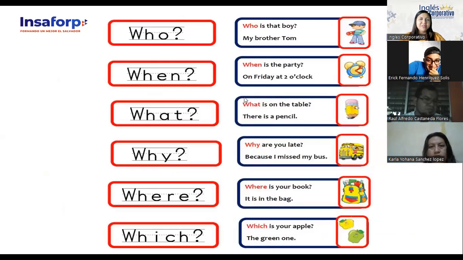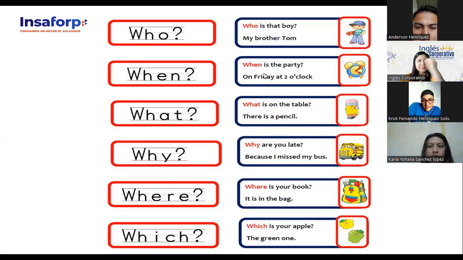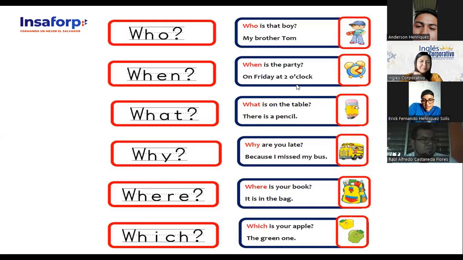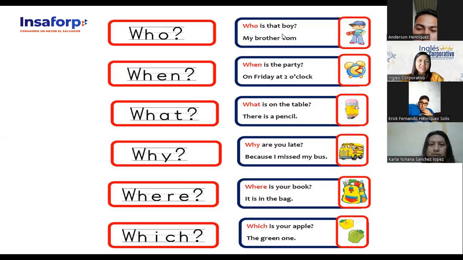Let's look at these examples. Would you like to read the first one? Who is the boy? My brother Tom. Who is that boy? ¿Quién es ese niño? My brother Tom. Okay. When is the party? On Friday. Yes, that's correct.